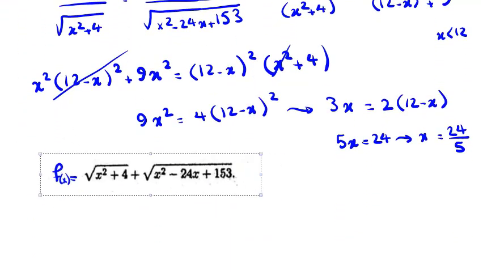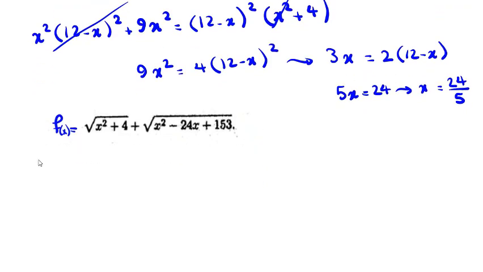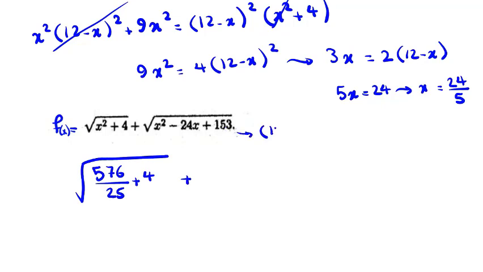Let's paste it here. It will be what? The first one is what? This one is x squared over 4. 24 squared is 576 over 25 plus 4, square root of this. And it was what? It was 12 minus x squared plus 9. So a square root of 12 minus x.